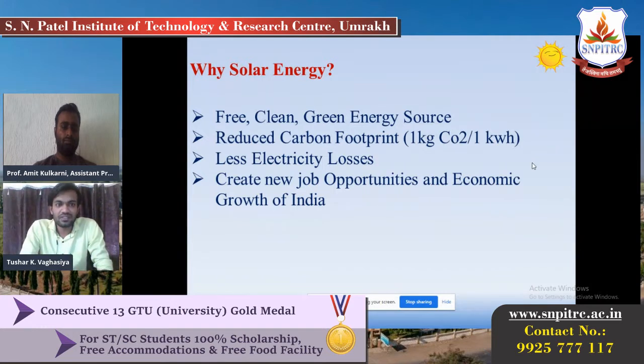And third is less electricity losses. If we generate the power from thermal, the generation station is somewhere far away, and then there is transmission and distribution, so there are lots of losses. If we put the solar power plant on our roof, then there are fewer electricity losses, because there is low transmission and low distribution, and there is no requirement of much transmission and distribution. So one of the reasons is the less electricity losses.